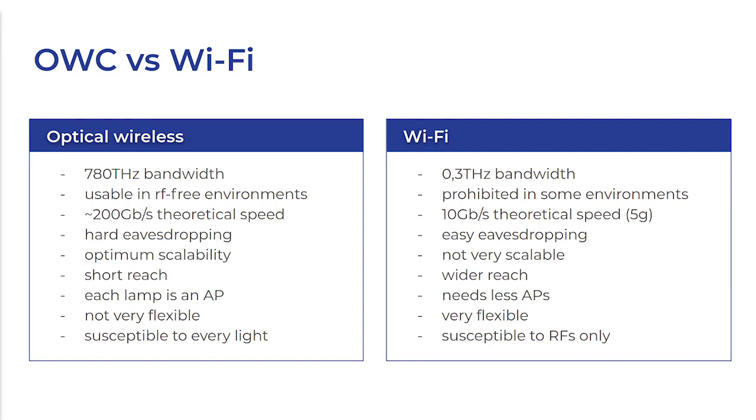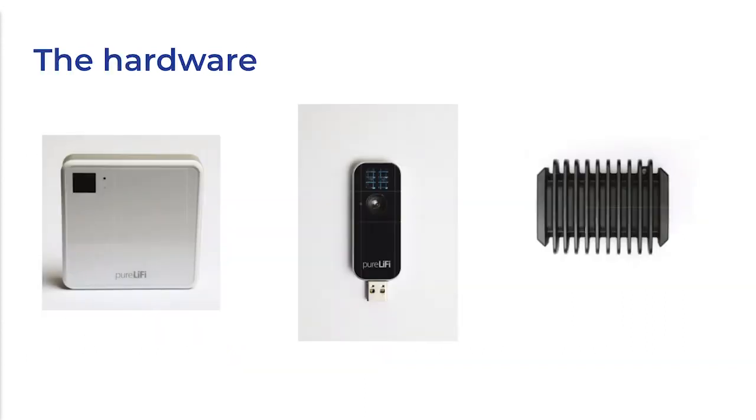A bit of comparison, very fast. Optical wireless has way bigger bandwidth. It is usable in RF-free environments. It has a much higher theoretical speed. It's safer regarding eavesdropping, has a better scalability. It has a short reach. It needs more APs. It's not very flexible due to the nature of the medium, and it's susceptible to every light, especially flickering lights.